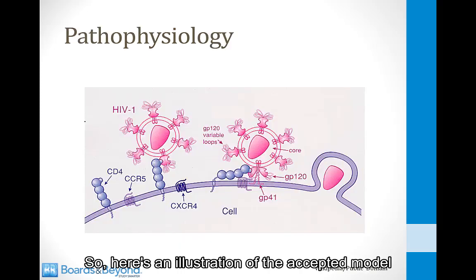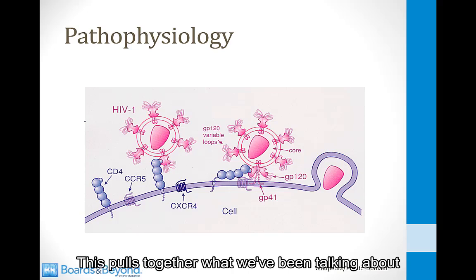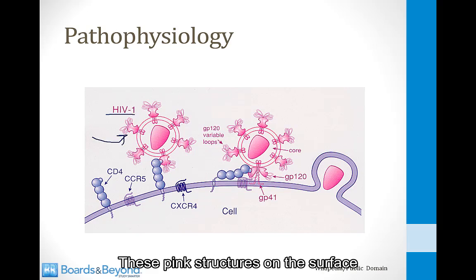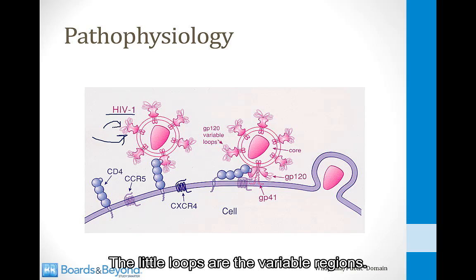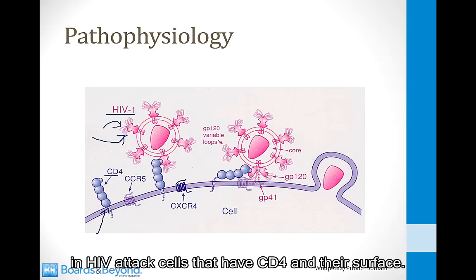So here's an illustration of the accepted model of how HIV gains entry into cells of the human body. This pulls together what we've been talking about in the last few slides, and this is the type of thing they're likely to ask you on Step 1. So the HIV virus is shown in pink. These pink structures on the surface are GP120 glycoproteins. The little loops are the variable regions. These 4 circles here in blue are CD4 molecules, and HIV attacks cells that have CD4 on their surface.